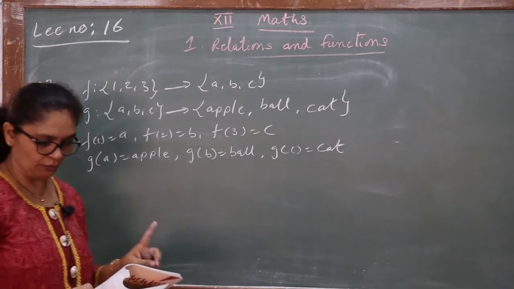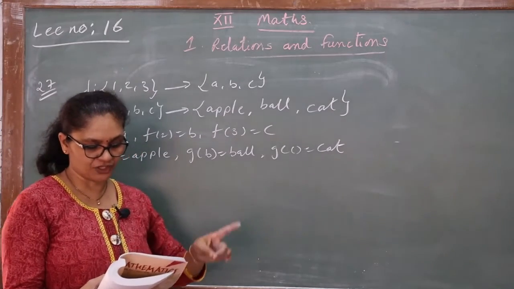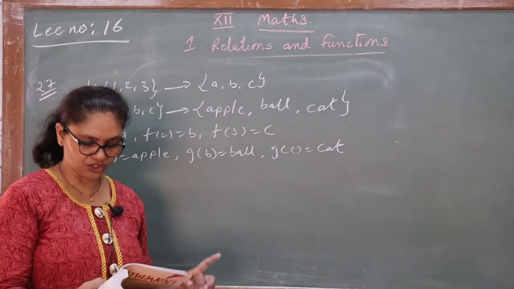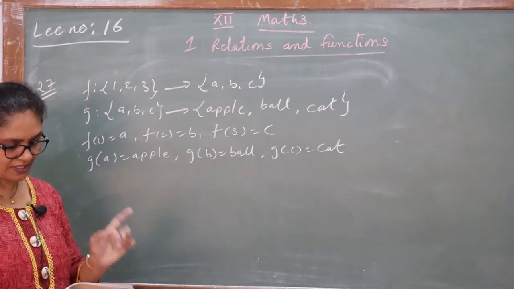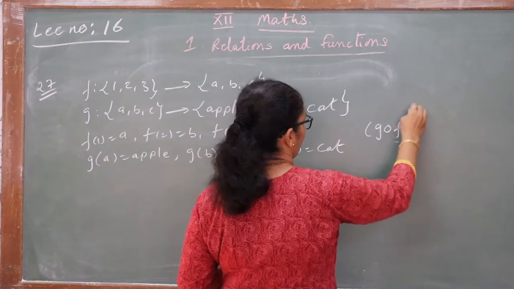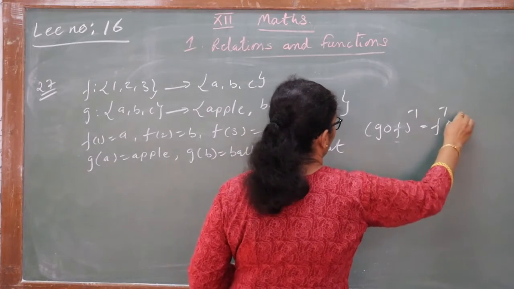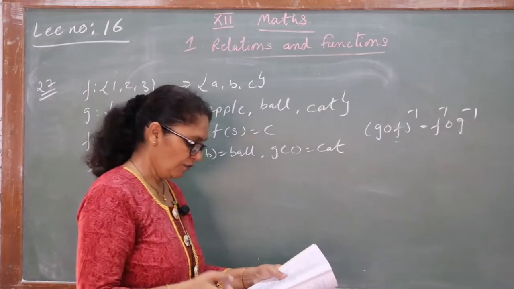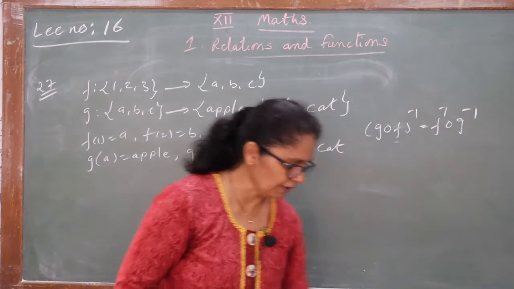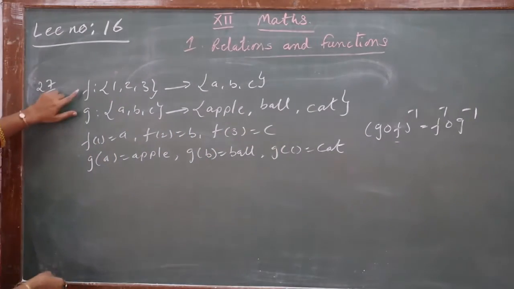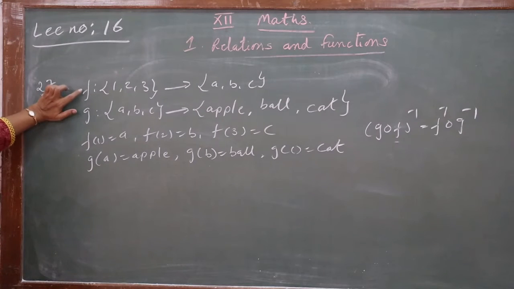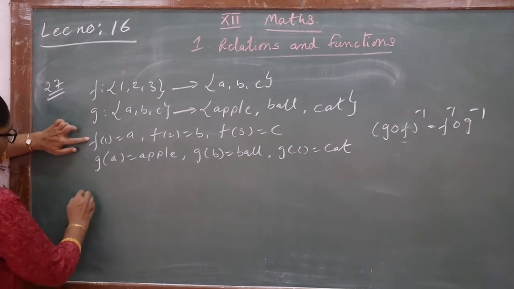Now what you have to show is that f, g and g∘f are invertible. Find out f inverse, g inverse, (g∘f) inverse, and one more thing you have to show, that (g∘f) inverse equals f inverse ∘ g inverse. We have to prove all these things. So let's start with our first part: is the function f invertible or not? Let's do it, first f.